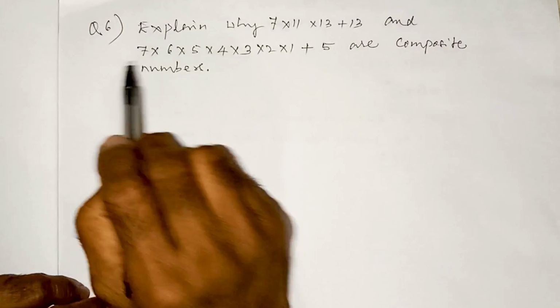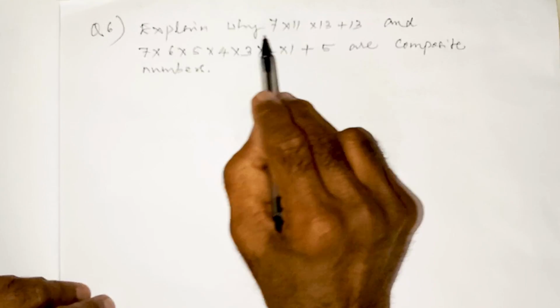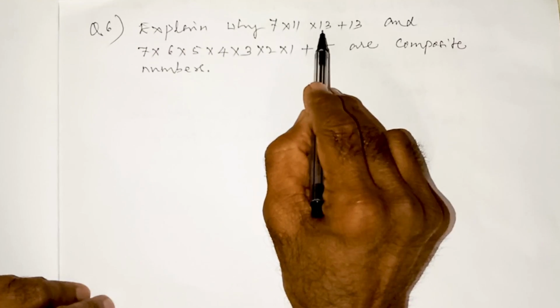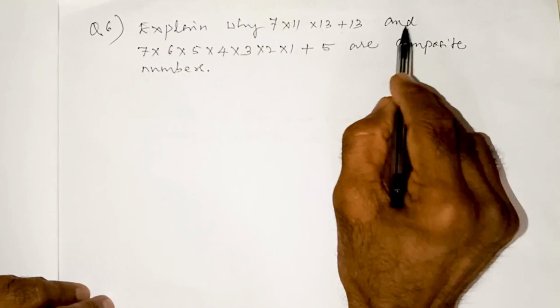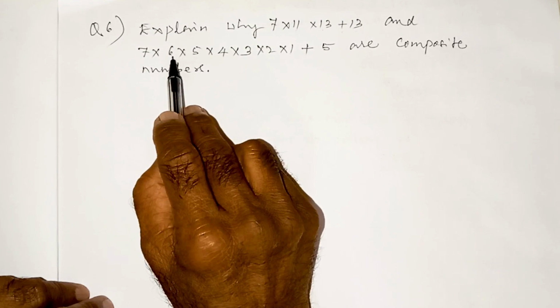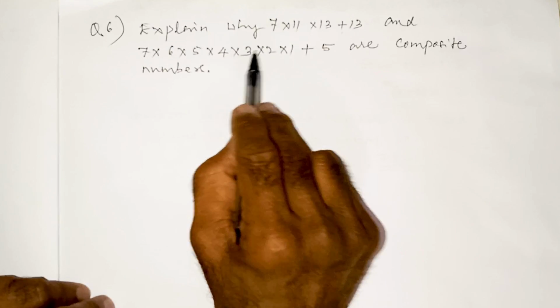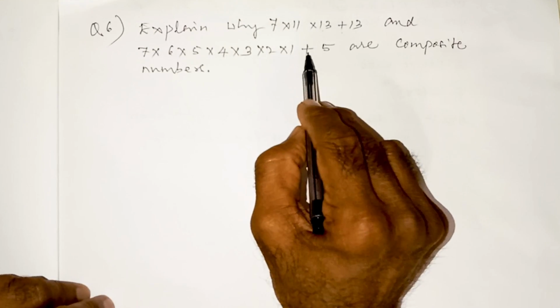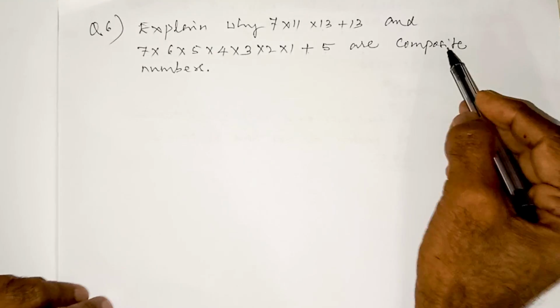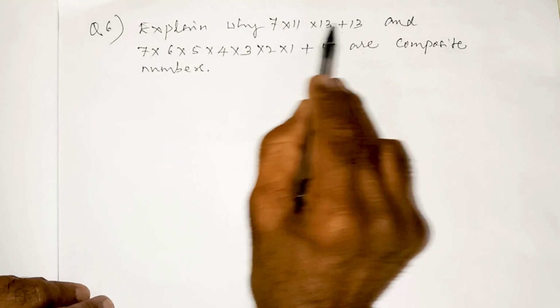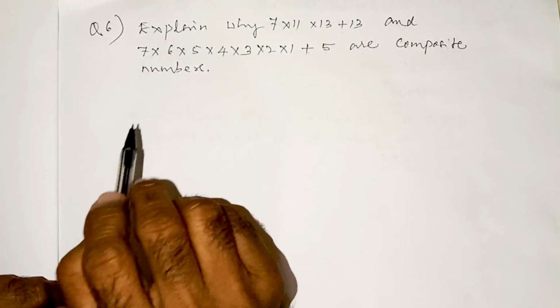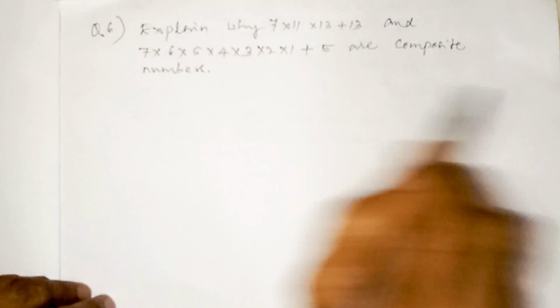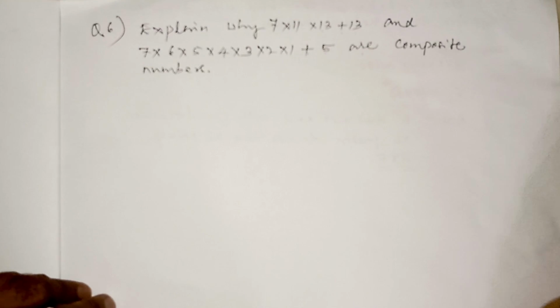Question number 6 says, explain why 7 into 11 into 13 plus 13 and 7 into 6 into 5 into 4 into 3 into 2 into 1 plus 5 are composite numbers. You need to explain why they are composite numbers. Now I have to explain to you what is a composite number.